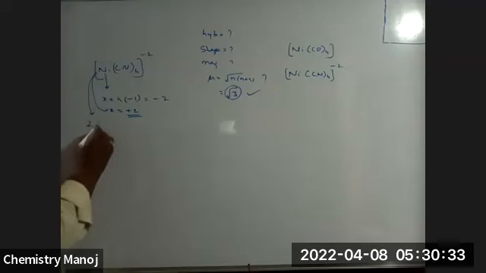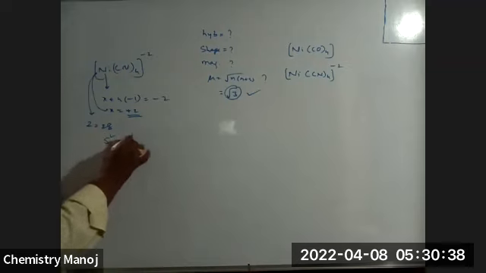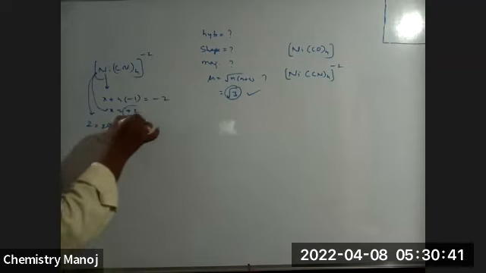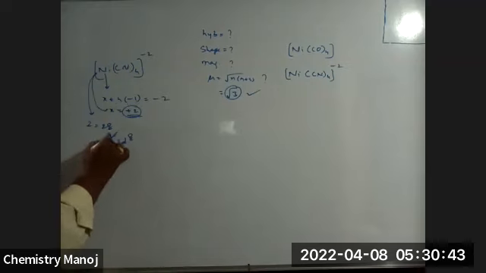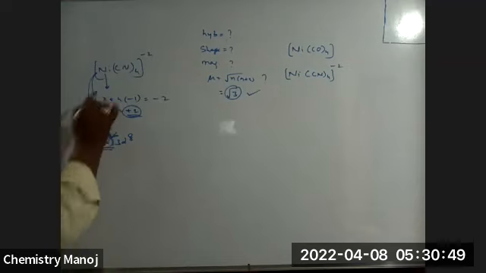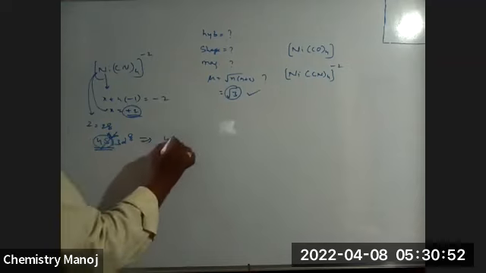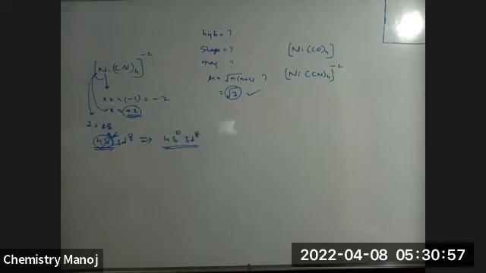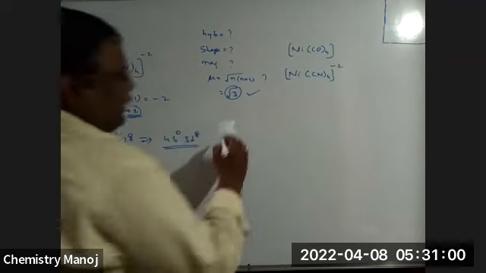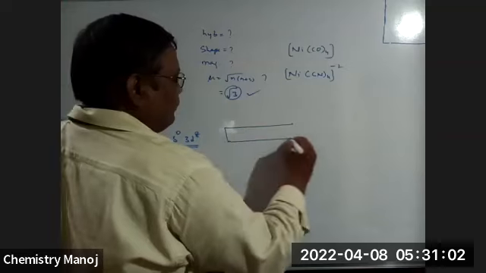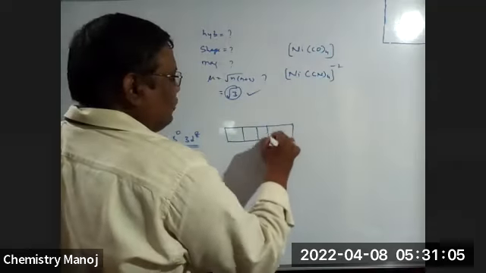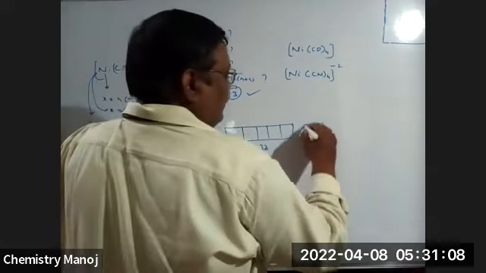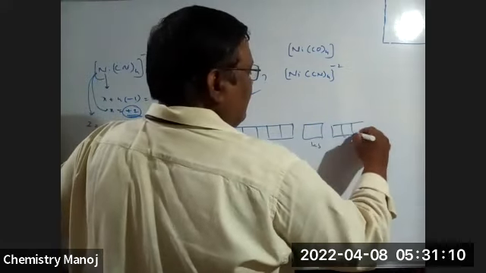So, nickel atomic number Z = 28, meaning 4s2 3d8, but it is in +2 state, with loss of 2 electrons. First of all, you remove electrons from the 4s orbital. After losing these 2 electrons, the electronic configuration is 4s0 3d8. Is there any doubt up to now? No, sir. Now, 3d8, 4s, 4p.